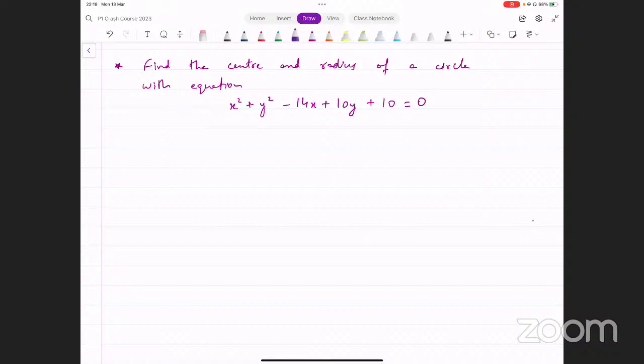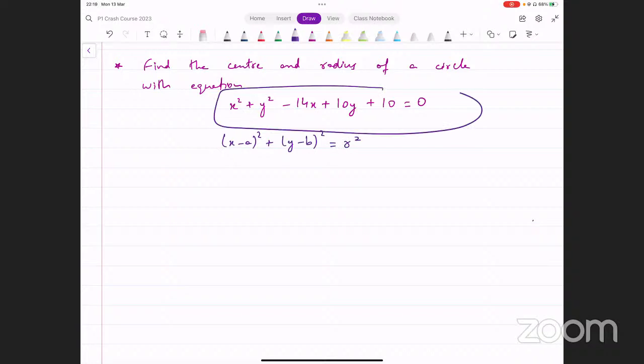Now, we need to find the coordinates of the center and also the radius. These are two things that we're looking for. Okay. Now, how do we figure those two things out? Remember the standard form of the equation of a circle. What does that look like? It's x minus a whole squared plus y minus b whole squared equals r squared. Now, this is not that form. This is expanded form.